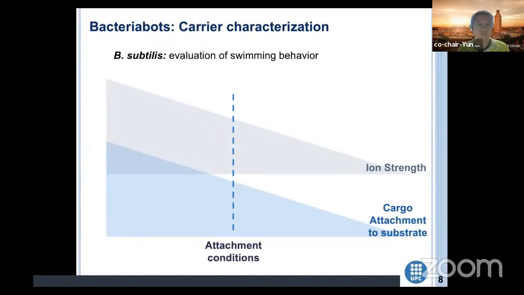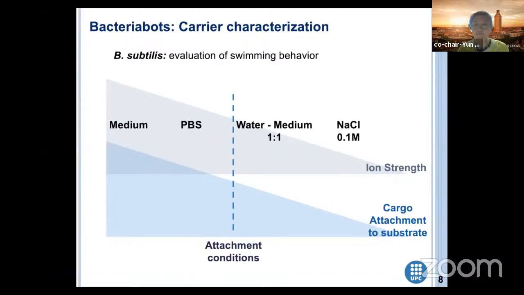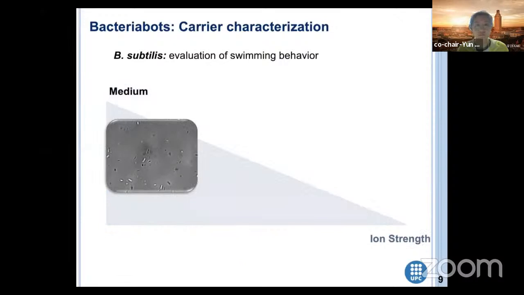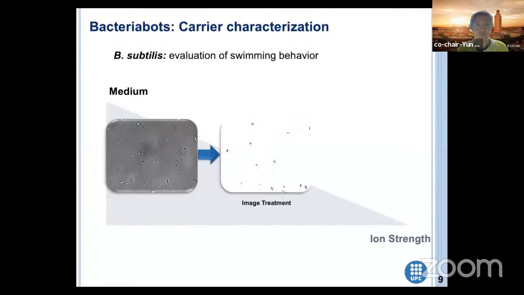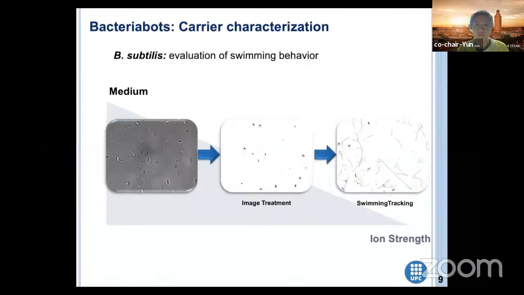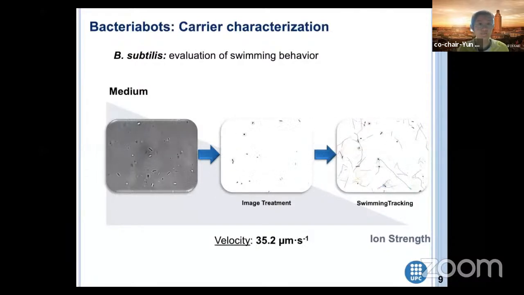So different solutions with different ion strength were prepared in order to resuspend Bacillus subtilis and evaluate their swimming behavior. In this case, phosphate buffer solution, water and medium in a 1:1 ratio, and sodium chloride 0.1 mol per liter were studied. In order to characterize the movement of bacteria, firstly we analyzed the raw conditions in the growing medium. Different videos were recorded under these conditions to obtain a significant amount of velocity trajectories and values. Image treatment was performed using ImageJ software to automatically detect the swimming bacteria cells and then obtain the corresponding swimming tracks. An average value of 35.2 microns per second was observed and calculated for this bacteria.